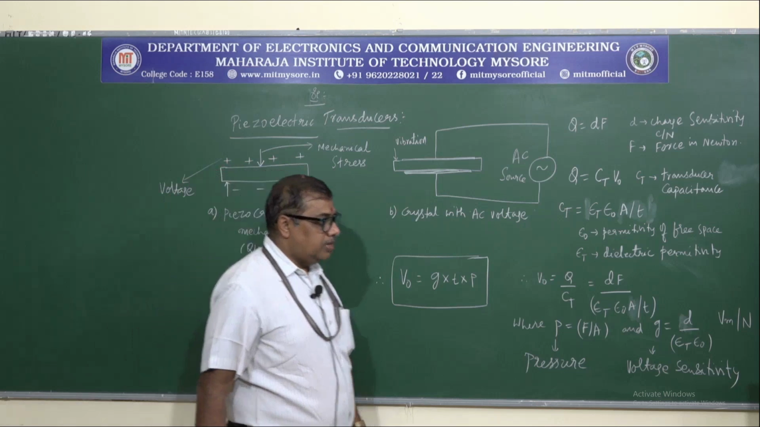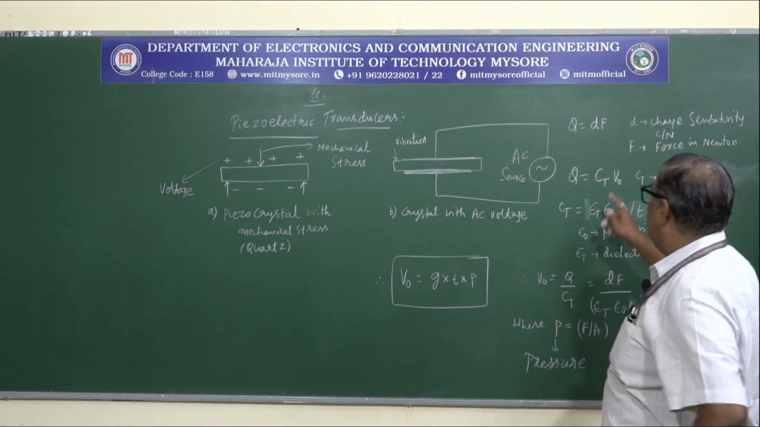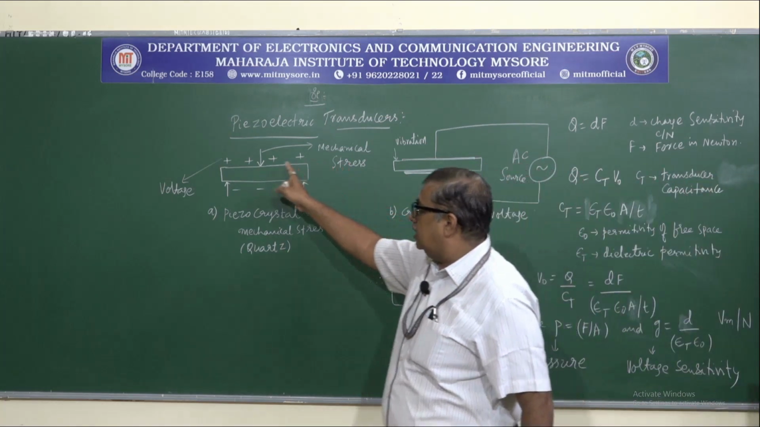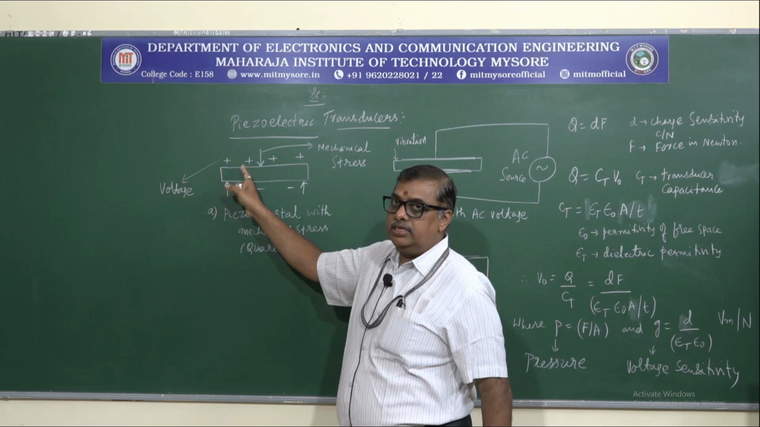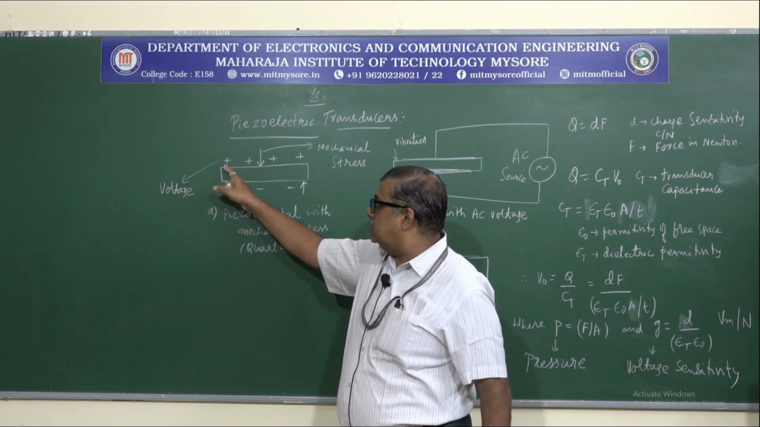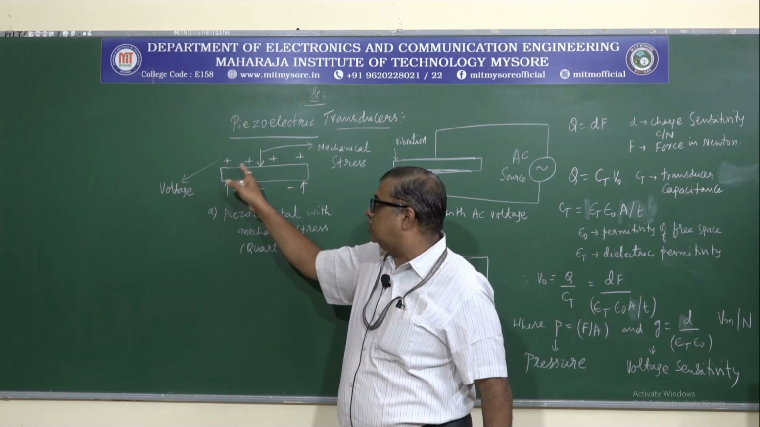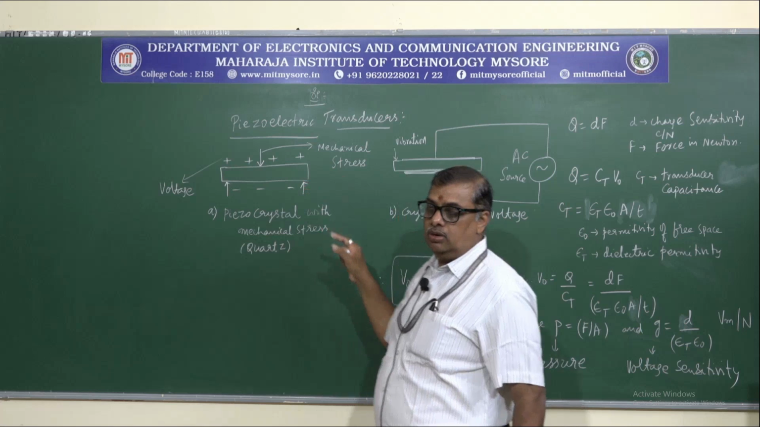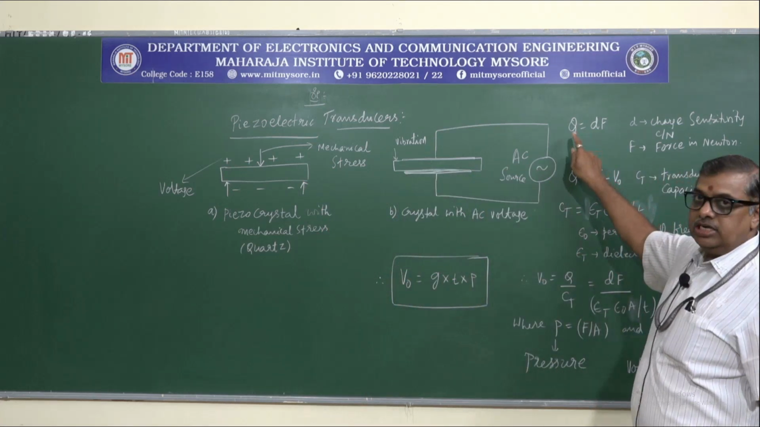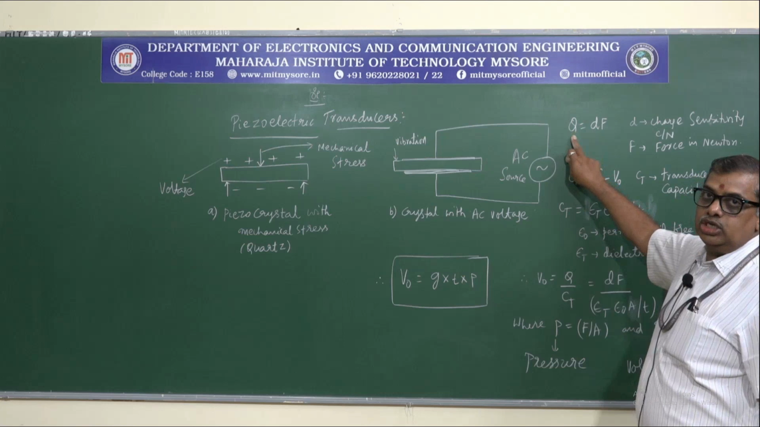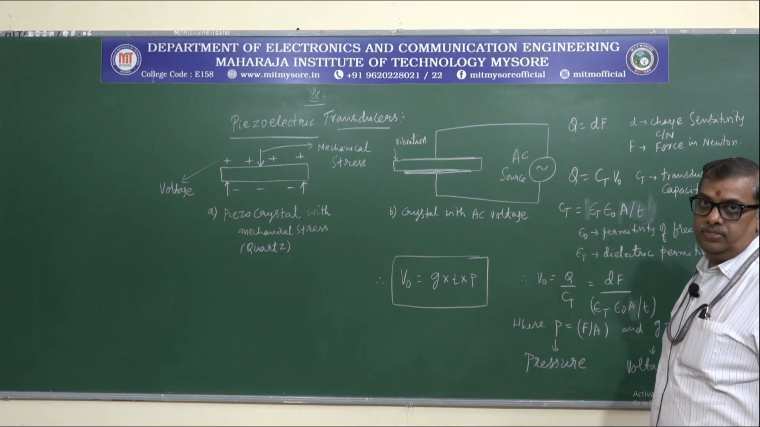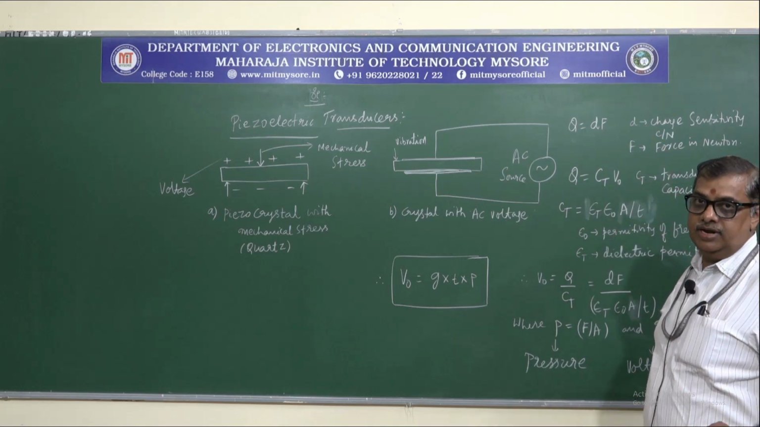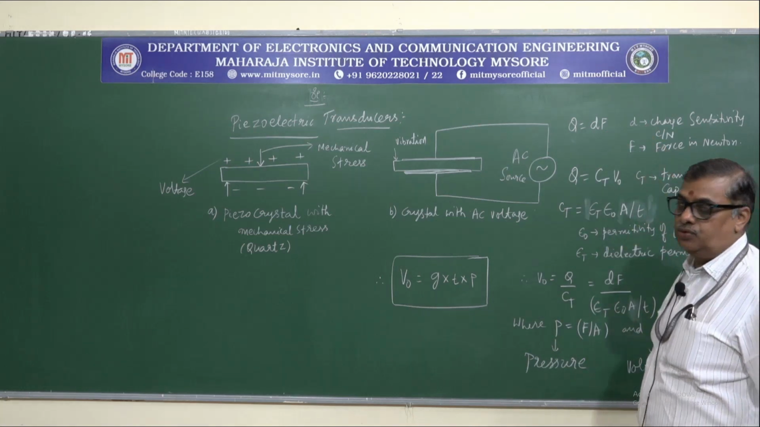How to measure? For that we use the basic equation like this. Now, this piezoelectric crystal has a charge distribution like this: positive charges on the top surface of the crystal and negative charges on the bottom. Now, you know that the charge is always expressed as Q = dF. What is this d? d is called the charge sensitivity and F is the force.